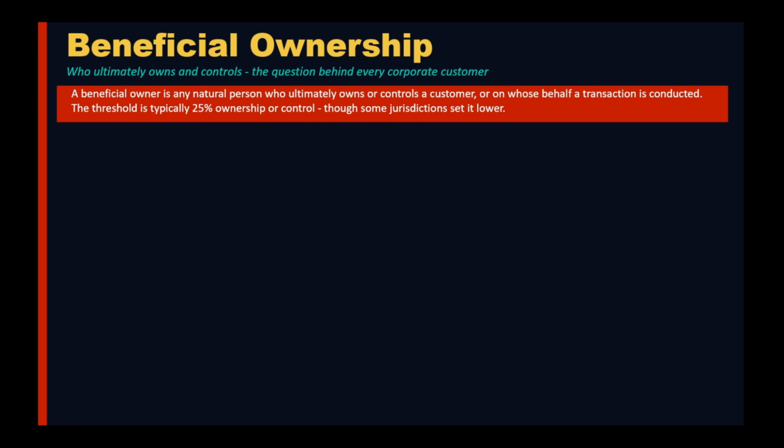Beneficial ownership is one of the most important concepts in domain C and one of the most frequently tested. The question it answers is this: behind the legal structure, who actually owns and controls this customer? A beneficial owner is any natural person who ultimately owns or controls a customer, or on whose behalf a transaction is being conducted. The standard threshold is 25% ownership or control. Some jurisdictions set lower thresholds, such as 10% in some high-risk contexts.